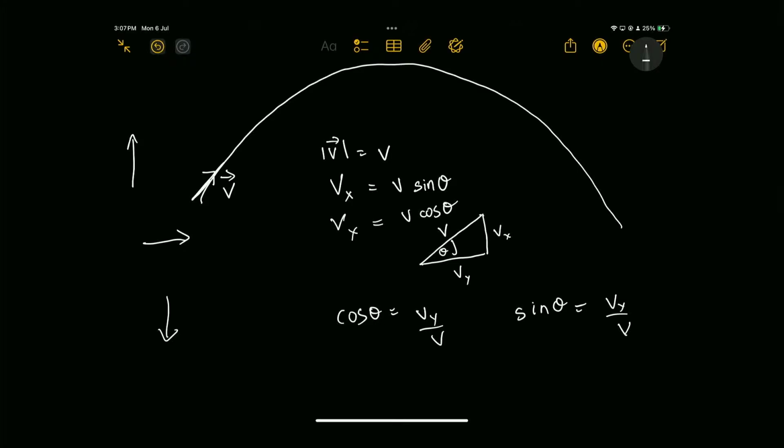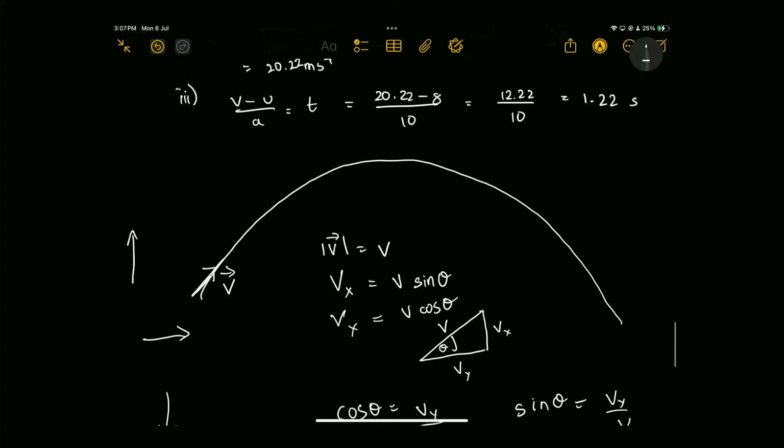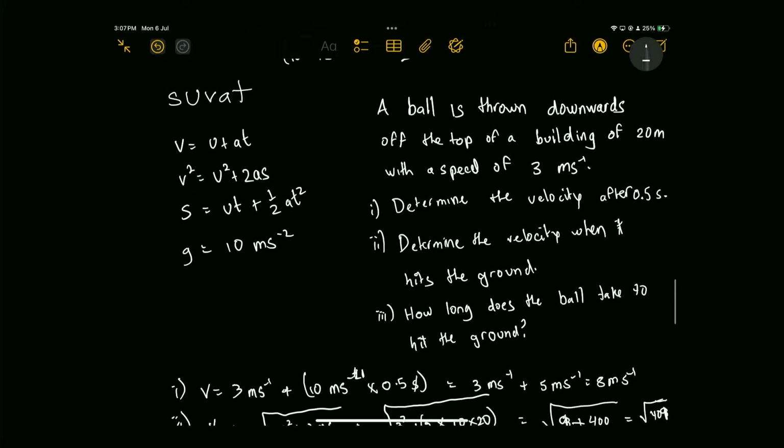So our equations for motion in the x direction, a would be equal to 0. So ax is equal to 0, and we write ay is equal to g. Right? So this is basically what we need to know, and then we are applying these same three equations which we saw earlier to determine whatever the question asks for.